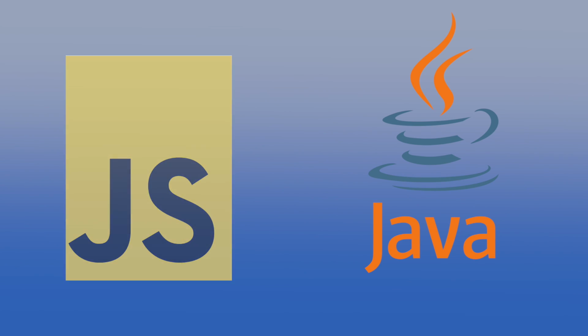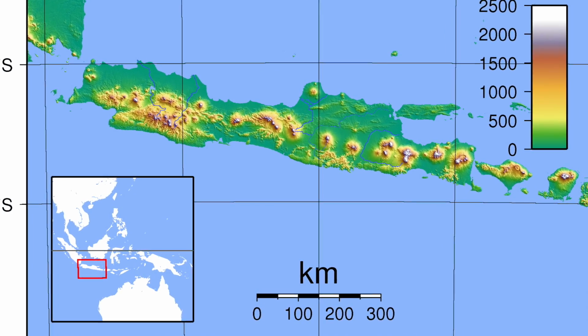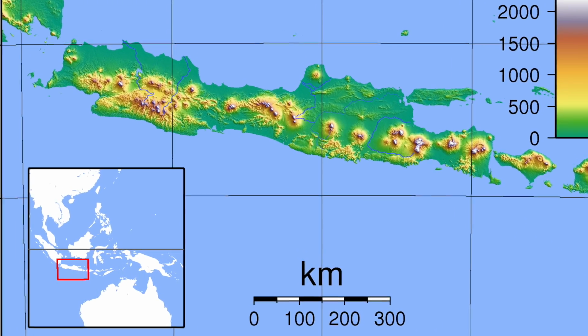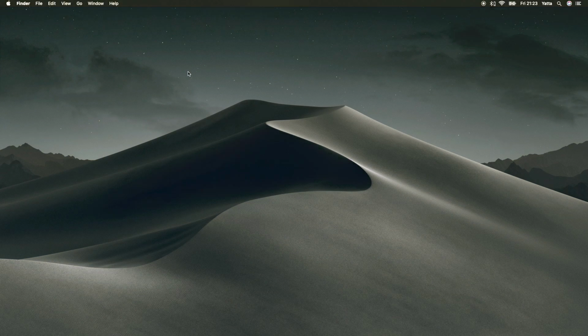Guys, JavaScript has as much in common with Java as Java has in common with the actual Indonesian island called Java. And that's just the name. In fact, JavaScript has much more in common with Python, which is also a scripting language, and I've talked about that in a previous video. But that's it for now.